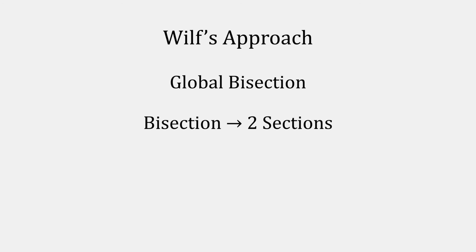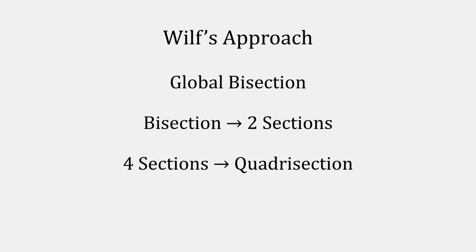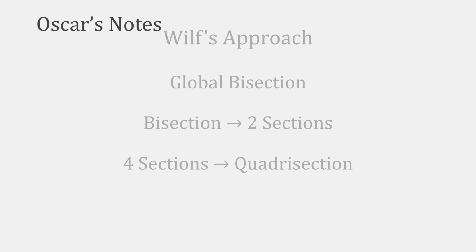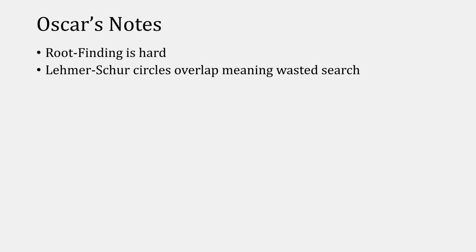I will note, though, that he calls this method global bisection, and bisection implies that you're just dividing something into 2 sections. With 4 sections, the method should really be called quadrisection. Quick reminder, root finding is hard. The Lehmer-Schur algorithm, although elegant, wasted a lot of search using circles. The solution is to use squares.